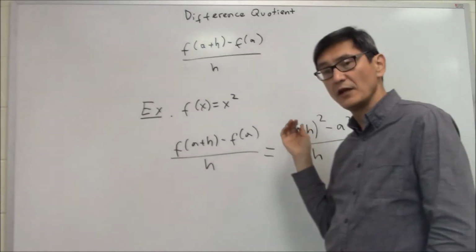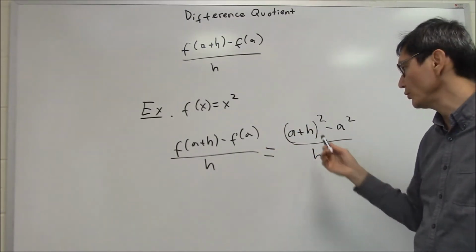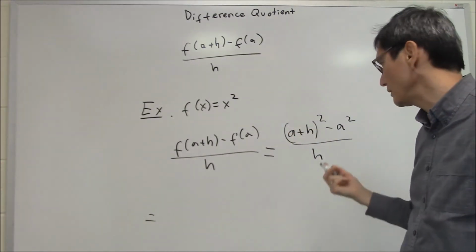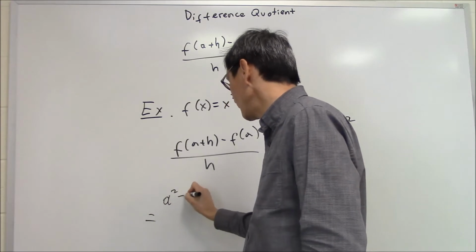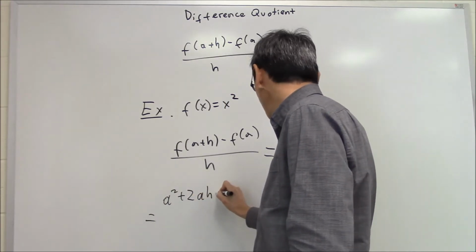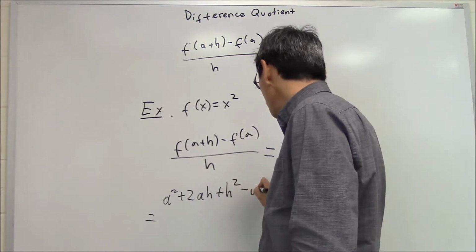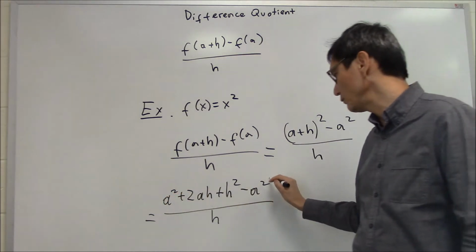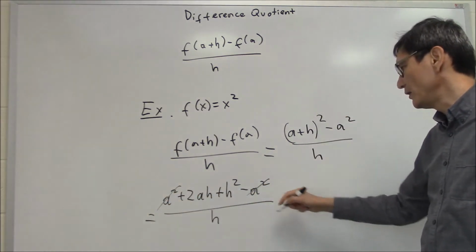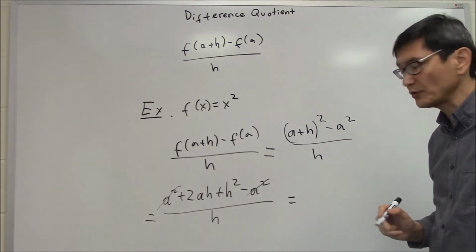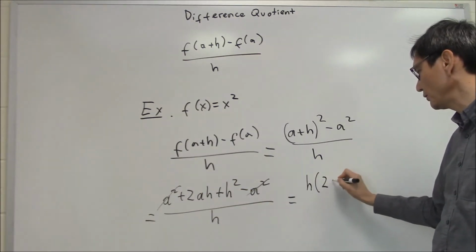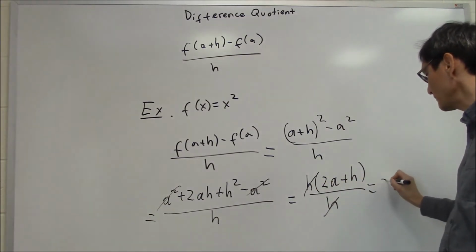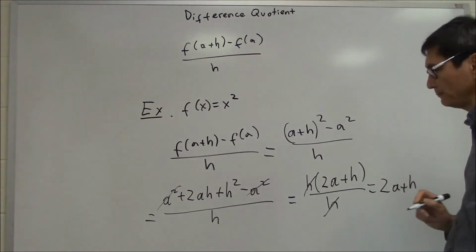If you like, you can use difference of squares, which will be a little simpler, or you can square a plus h. If you remember how to square a plus h, either FOIL it or do whatever is your favorite way, but you should be able to get a squared plus 2ah plus h squared minus a squared over h. A squared and a squared cancel out. Two remaining terms on top have h as a common factor, so we factor it out: h times 2a plus h over h, and h cancels out, so the final answer here is 2a plus h.